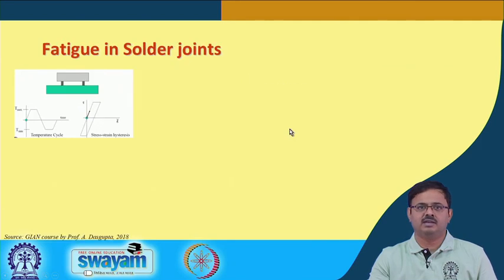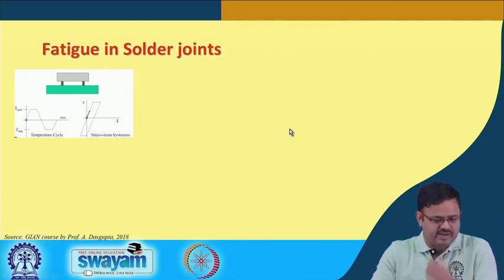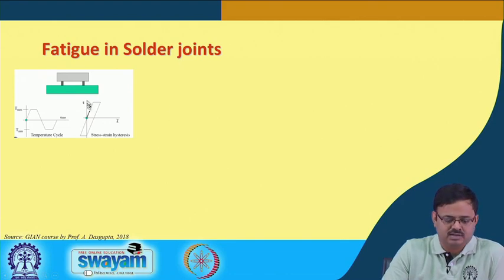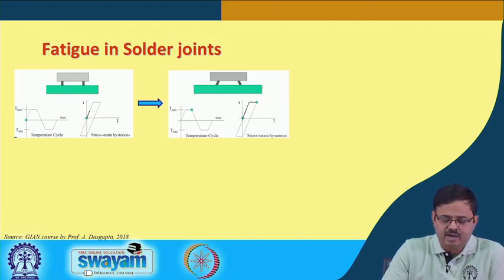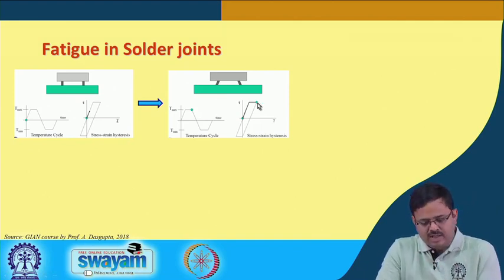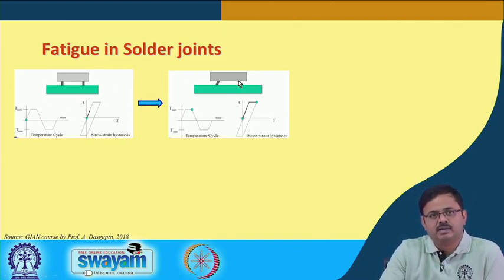Right. Okay. So, now if I look at fatigue in solder joints, this is the neutral condition, and I am just starting from this point on this stress strain curve. In the next one, I go to the plastic region. So, this is my point, and this is the condition where the PCB definitely has expanded more.